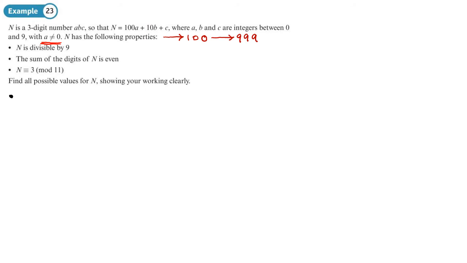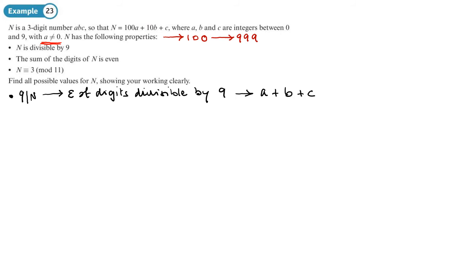So the first one, it says that n is divisible by 9. So 9 divides n, which basically means that the sum of the digits is also divisible by 9. Okay, so what would the sum of the digits be? Would that just be A plus B plus C? A plus B plus C. Now we could just write down, is equal to 9 times something.